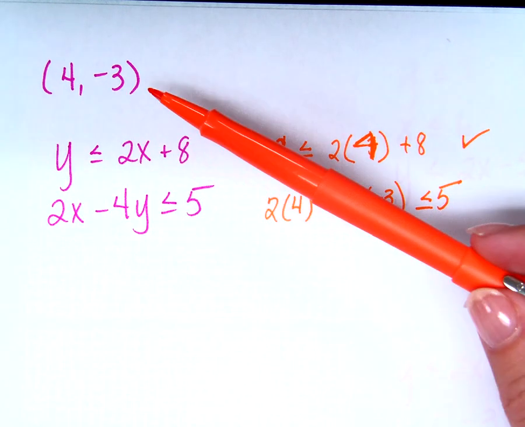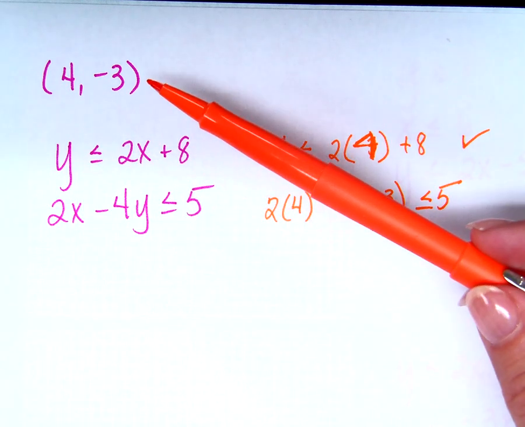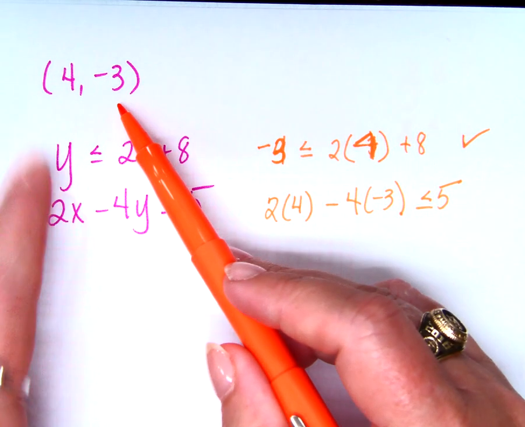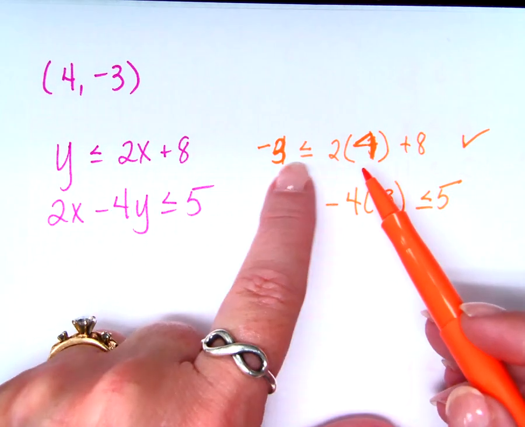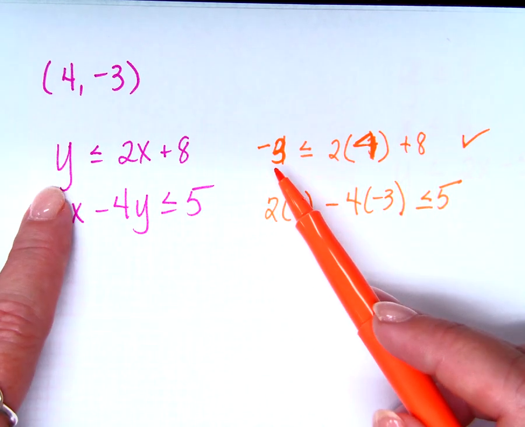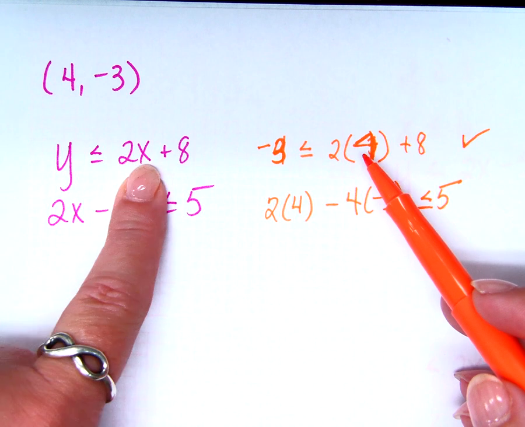It gives you a point and it gives you a system. And it says, is the given point a solution to this system? How could we figure that out? Plug them in, right? So we have to make sure we get the right variable in the right place, right? Look, we accidentally did it wrong over here. Okay? But we get the right variable in the right place. Negative 3 is less than or equal to 2 times 4 plus 8.